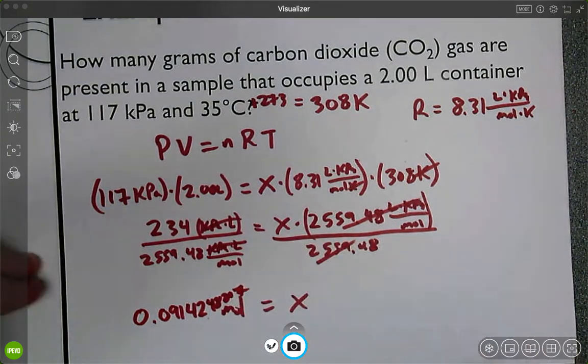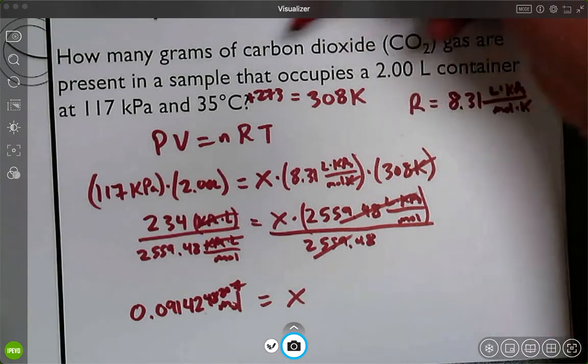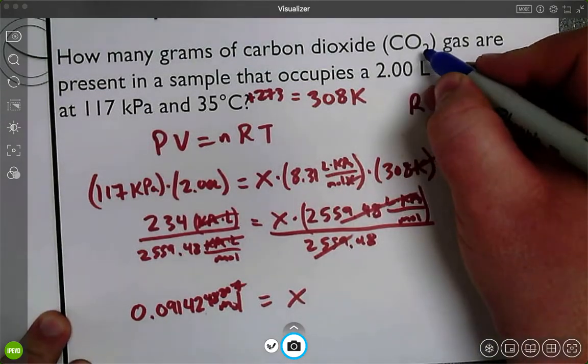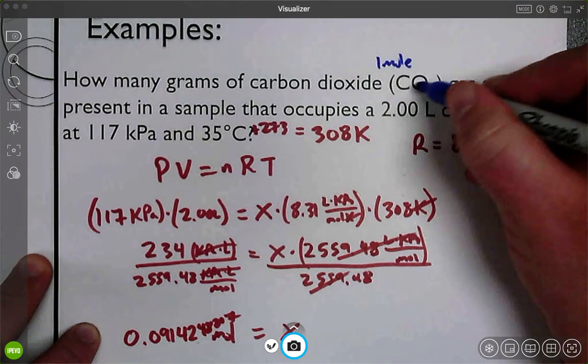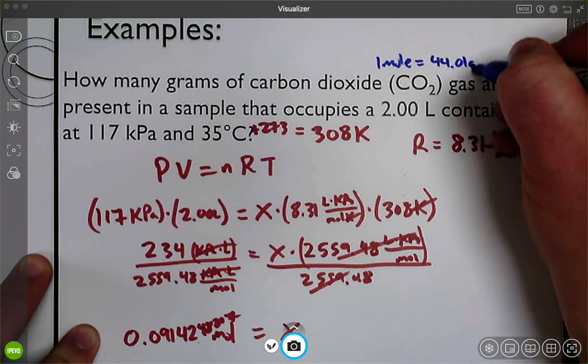0.0914248207. Now, that's actually not my final answer because that tells me how many gas molecules I have, how many moles of them, but it asks actually for grams. So I actually have one more step here. It wants the weight of it. So I need the molar mass of carbon dioxide. CO2, 1 mole of CO2, carbon, oxygen, oxygen, is 44.01 grams.